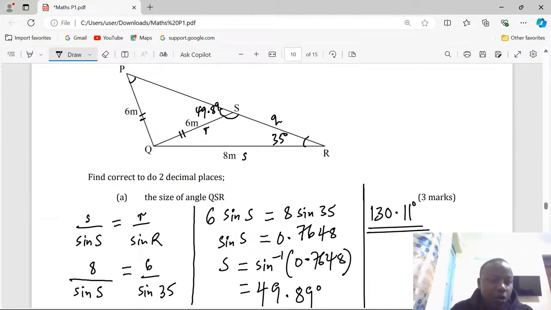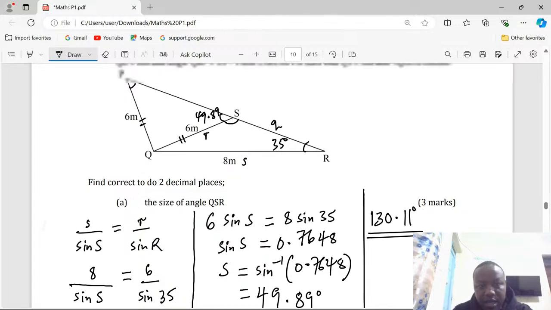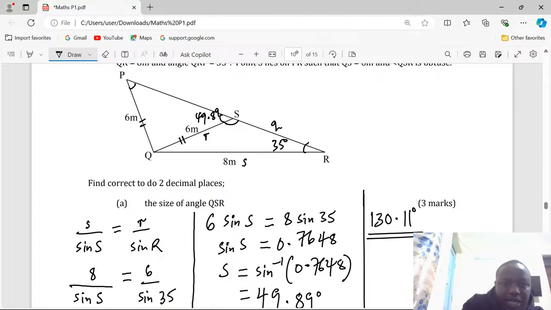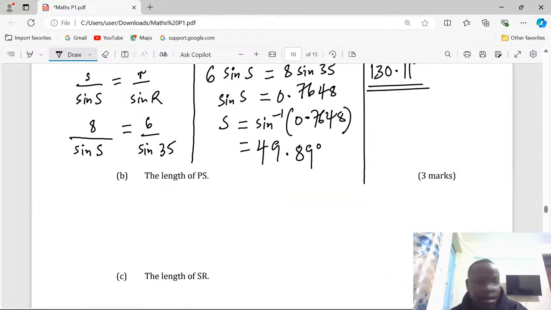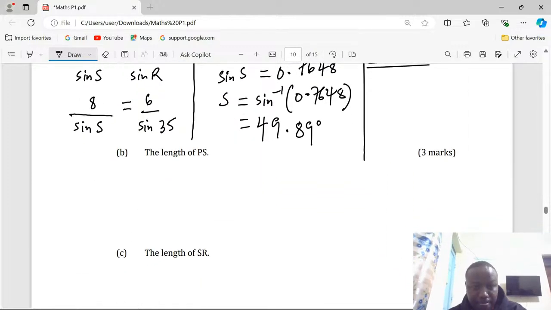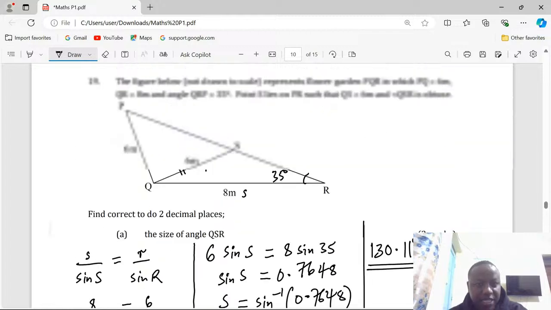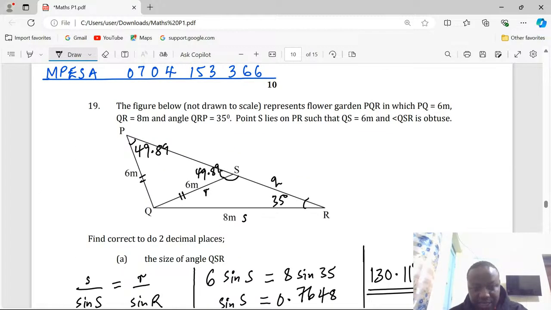Therefore, if the angle is known to be 49.89, then we can also conclude that the other one is also 49.89. And again, PS, yeah, the length is there.